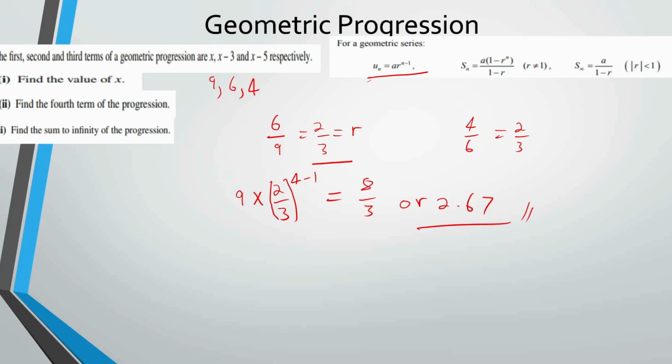Now let's move on to the third part of the question, which says find the sum to infinity of the progression. For the sum to infinity, you can just apply the formula. a over 1 minus r, so 9 over 1 minus 2 over 3. So this is going to be 27. So here we have our answer.